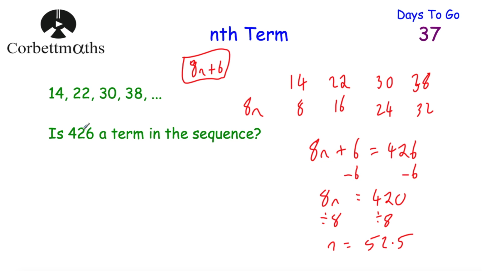So that means that 426 would be in between the 52nd term and the 53rd term. So is it a term in the sequence? No. And if you're asked to explain that, I would just say that 426 is in between the 52nd term and the 53rd term. And that's it. And if you got that, well done. Okay, let's have a look at our next question.